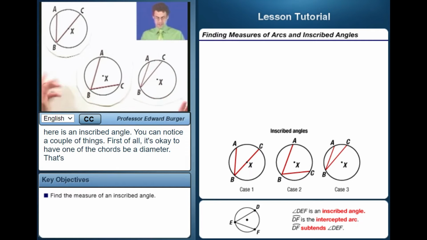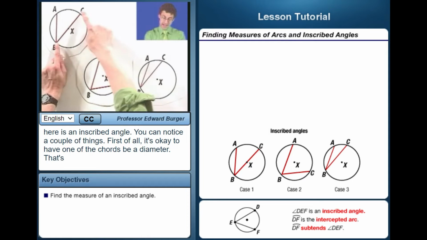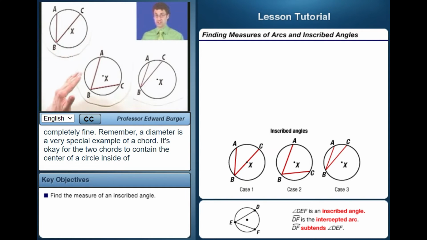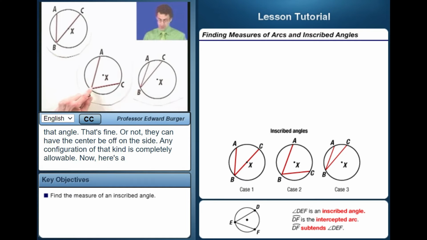So you can notice a couple of things. First of all, it's okay to have one of the chords actually be a diameter. That's completely fine. Remember, a diameter is a very special example of a chord. It's okay for the two chords to contain the center of the circle inside of that angle. Or not. In fact, the center could be off on the side. Any configuration of that kind is completely allowable.